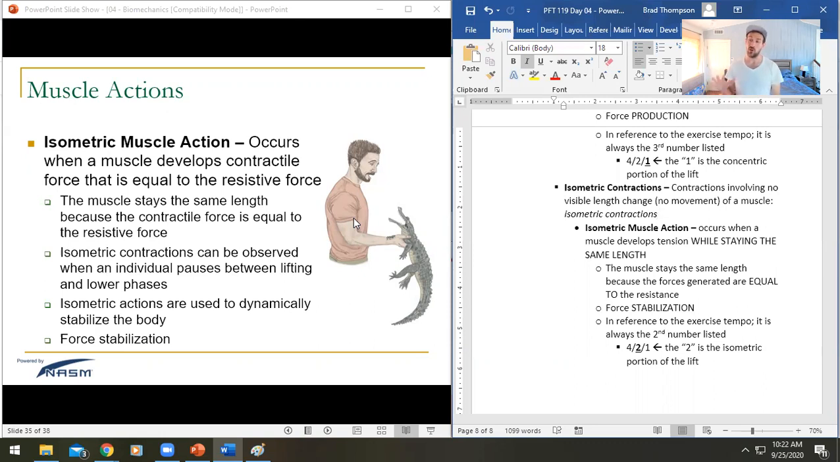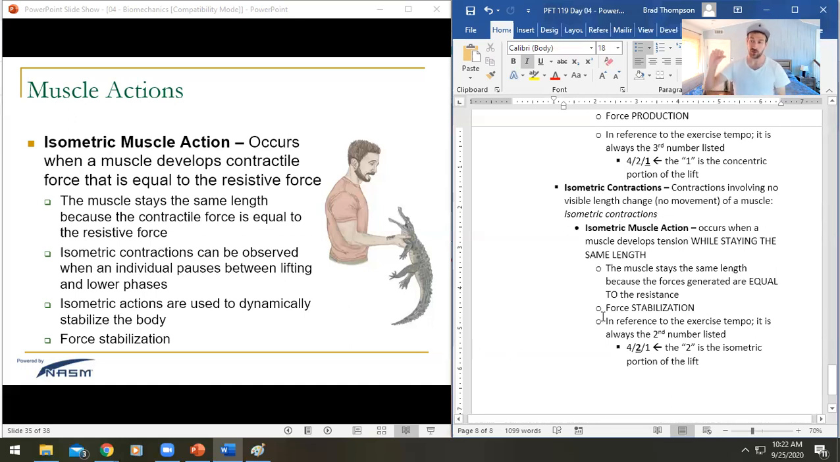So your body is going to stay in the same position. Your muscle is going to stay the same length, right? So if your force is equal, then it doesn't have to change length. If you were doing a plank, that's an isometric. If you were doing a wall sit, that's an isometric, right? These are used to stabilize your body.